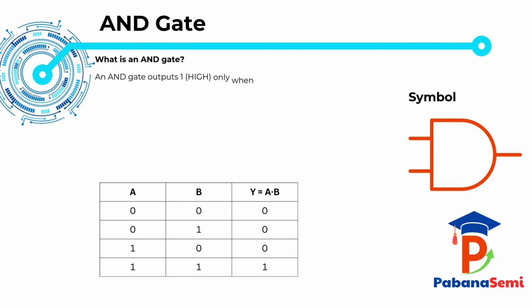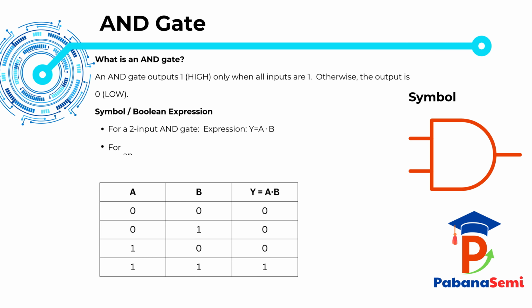Let's move to the AND gate, one of the most important ASIC logic gates. An AND gate produces an output of 1, or high, only when all of its inputs are 1. If even one input is 0, the output becomes 0, or low. So you can think of AND as a gate that checks whether all required conditions are satisfied.